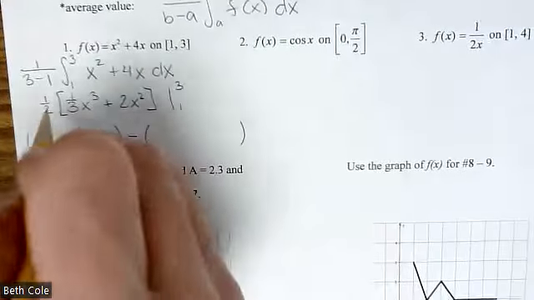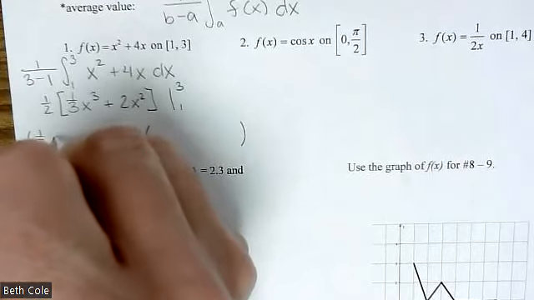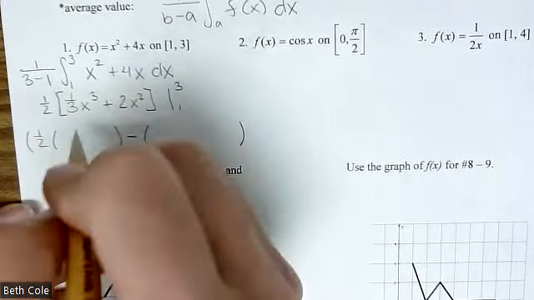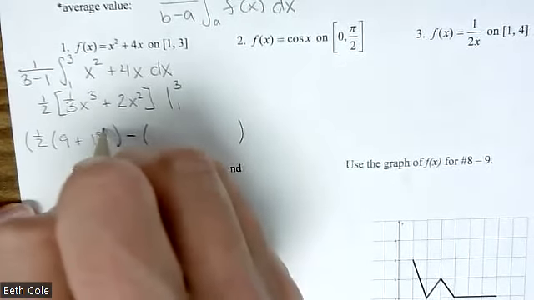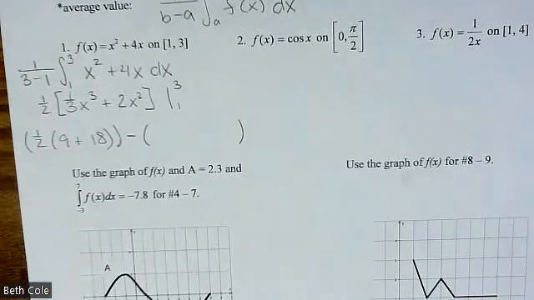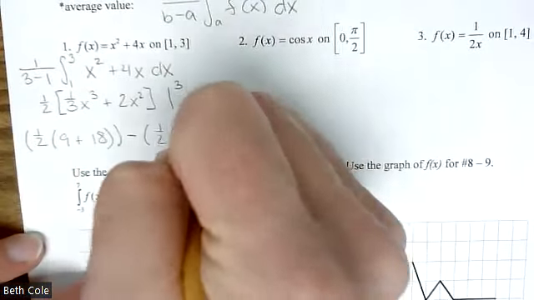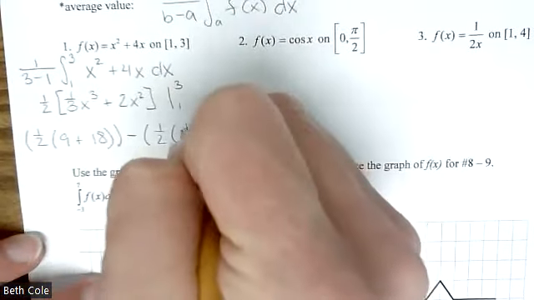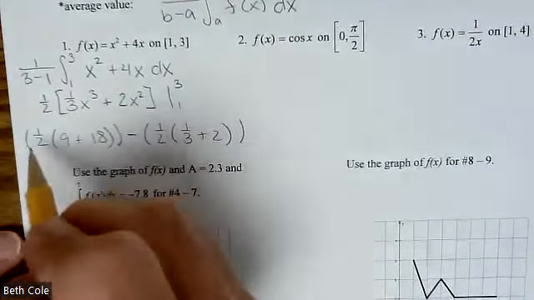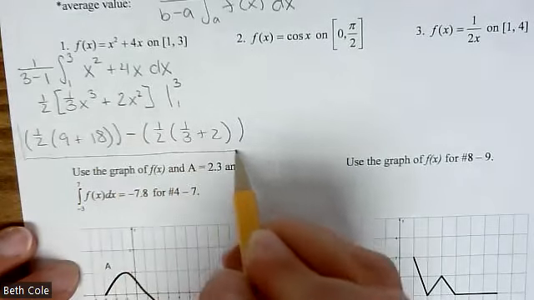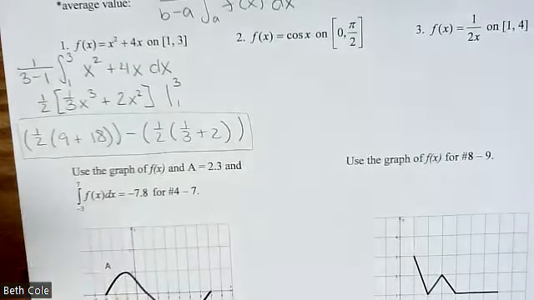All right, so if you plug in 3, you're going to get 1/2 times, what would that be? 9 plus 18. And if you plug in 1, you're going to get 1/2 times, what is that? 1/3 plus 2. Whatever that is, I'm going to just leave that as the answer. It's a perfectly acceptable answer if it's free response.